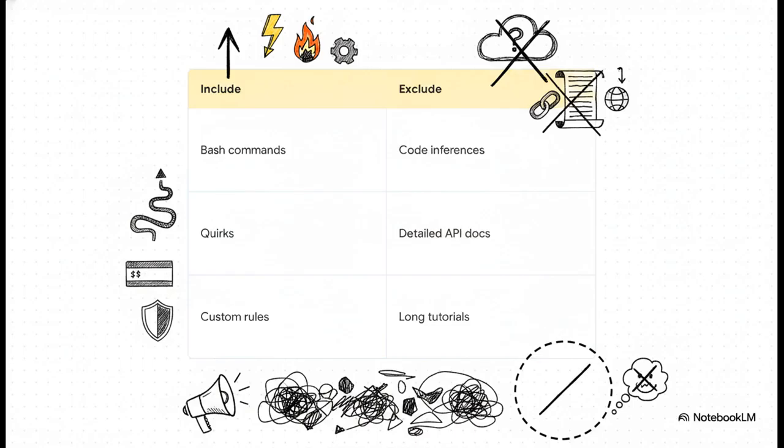You definitely want to include bash commands Claude couldn't possibly guess, project-specific quirks, and standard rules that differ from normal defaults. But crucially, you must exclude anything Claude can figure out just by reading the code itself. Do not bloat your config with detailed API documentation, just link to it instead. Exclude long tutorials or those massive file-by-file descriptions of your codebase. If you overload your Claude.md file with all of this extra noise, important rules will get lost in the shuffle, and Claude will literally start ignoring your actual instructions.